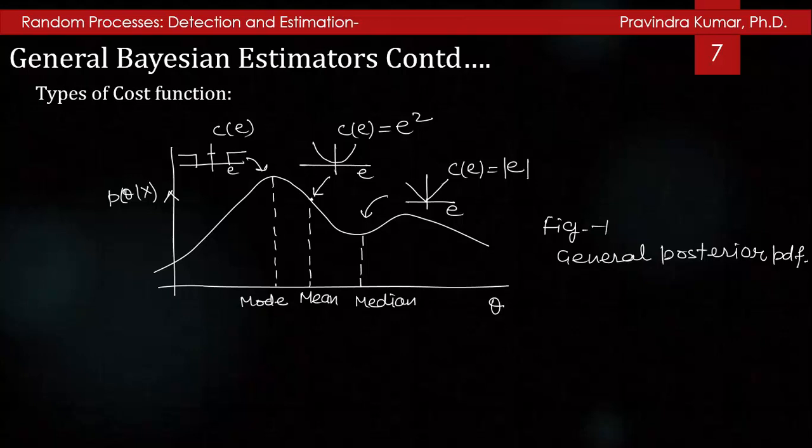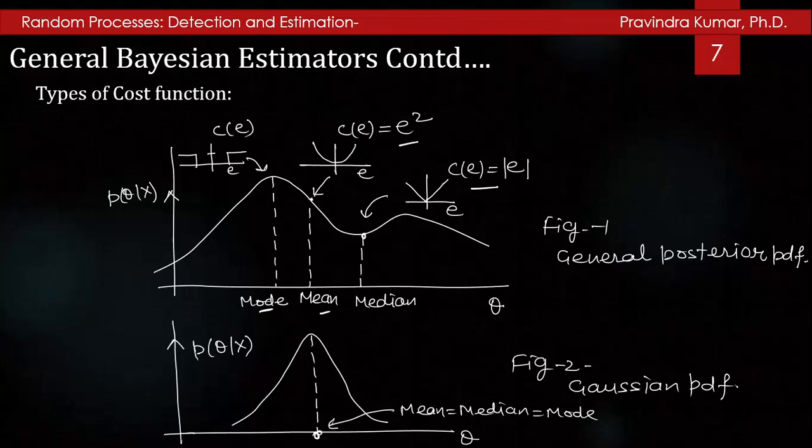Here you can see a general posterior PDF. This point is the median, which is the absolute error, and this point, the mean, is the quadratic error, and this is the hit-or-miss error, the mode. And for the Gaussian PDF, the mean, median, and mode are equal at this point.